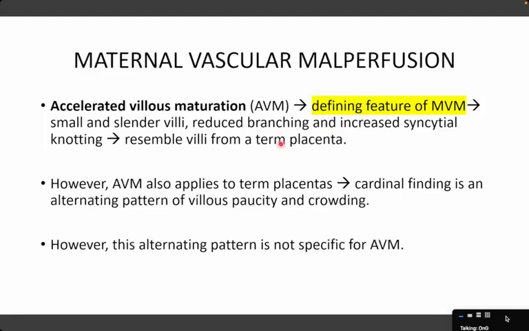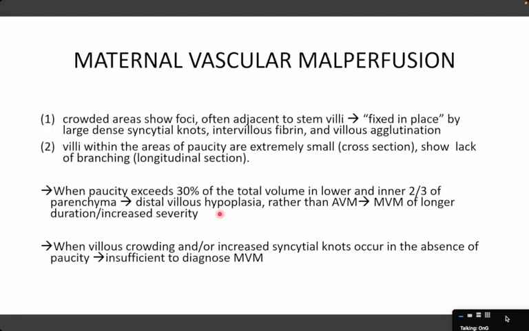You have small, slender villi with reduced branching and increased syncytial knotting, and they resemble villi from a term placenta, which is why we need the gestational age, because you wouldn't know how to give it meaning unless you have the gestational age. Accelerated villus maturation also applies to term placentas, and a cardinal finding is that what you get is an alternating pattern of villus paucity and crowding. That's with the term placentas.